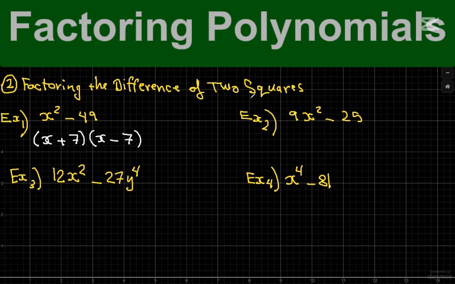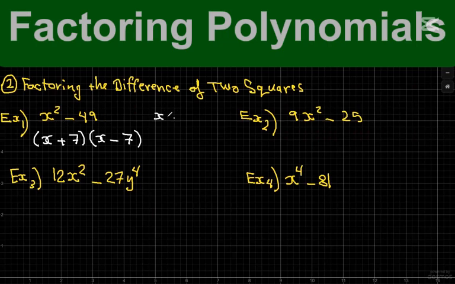Well, the difference of two squares tells you that there are two terms. It's a binomial. Binomial means two terms. Like here, you have only two terms. Here you have two terms. Here you have two terms. And it's a difference. The difference means you minus. So this is a plus.